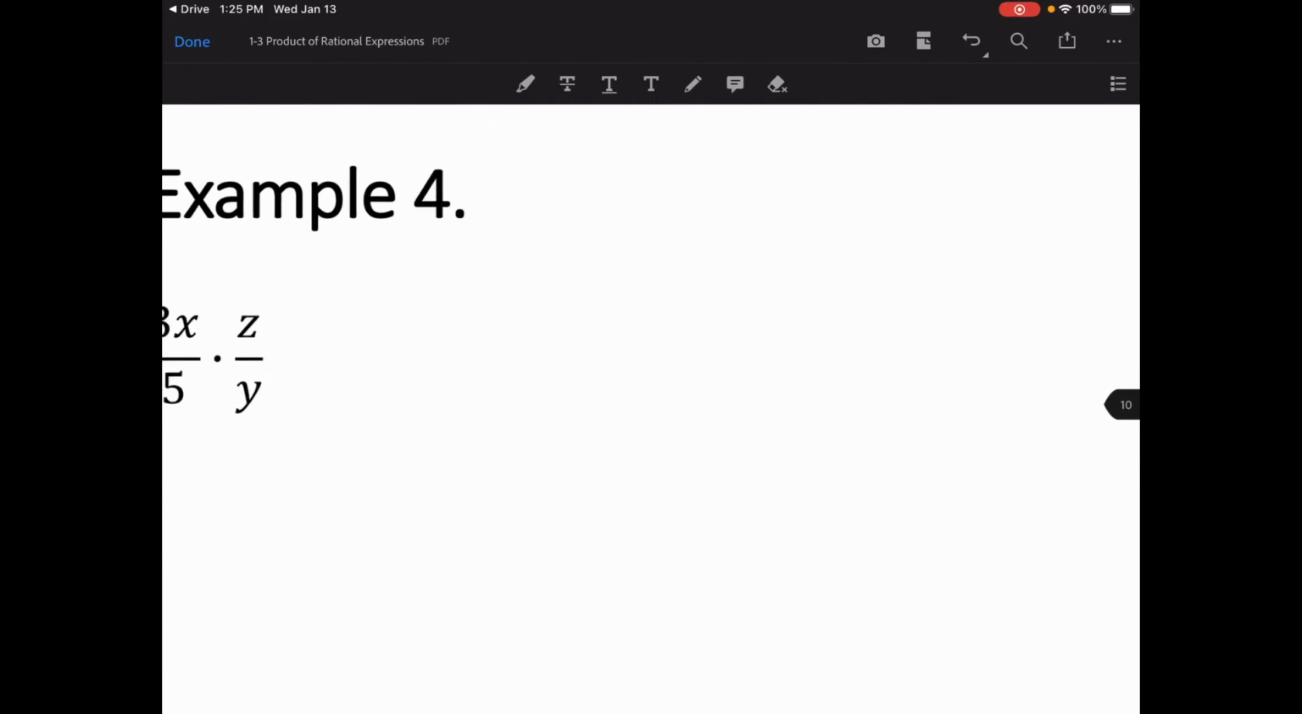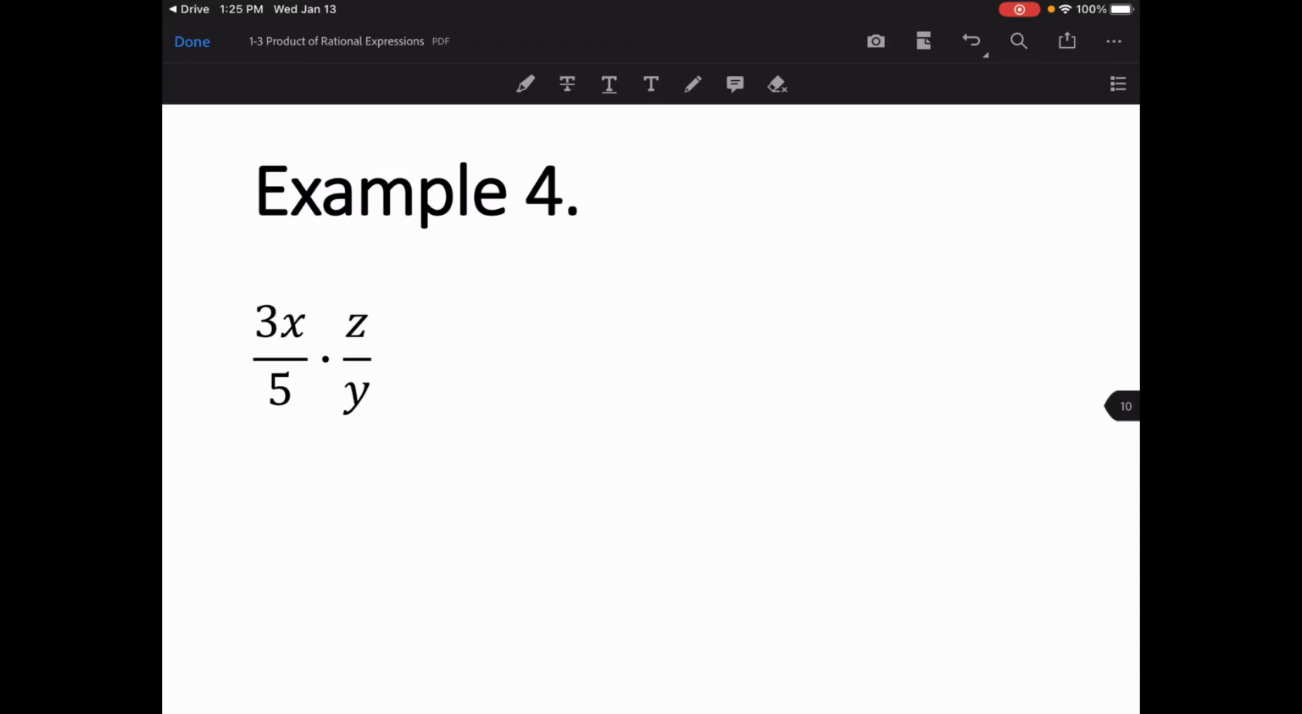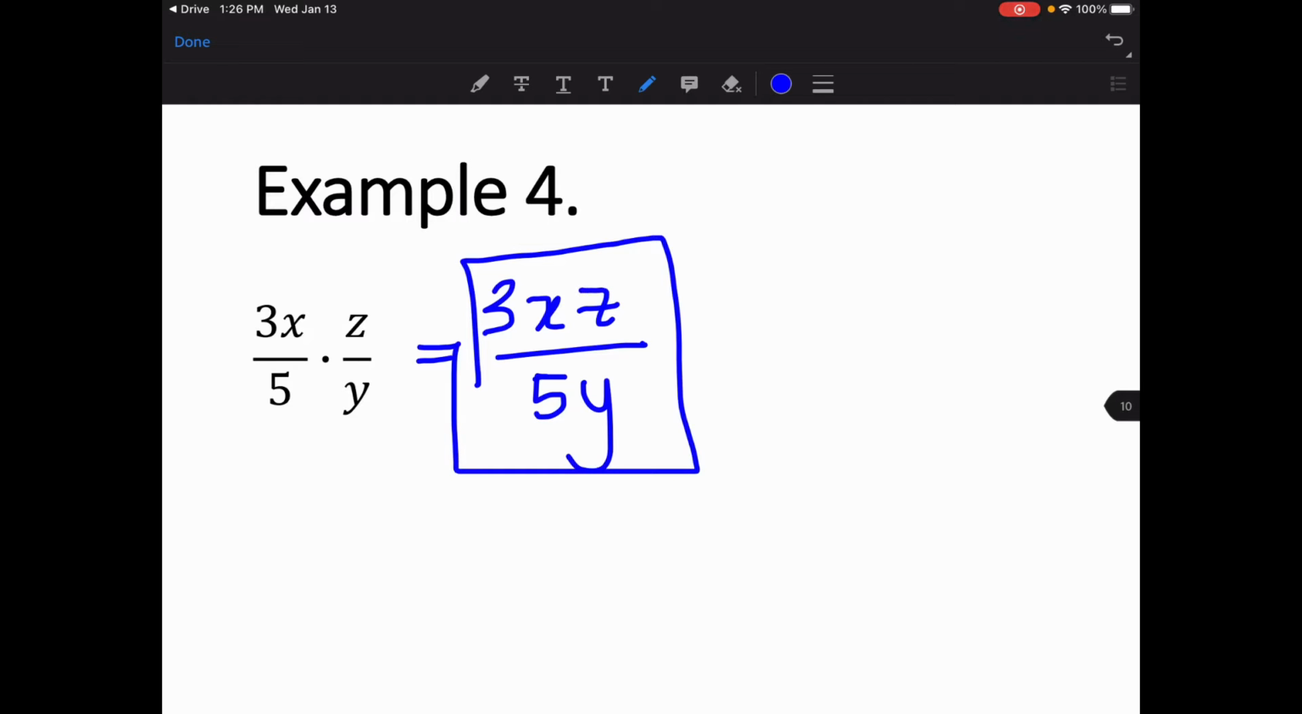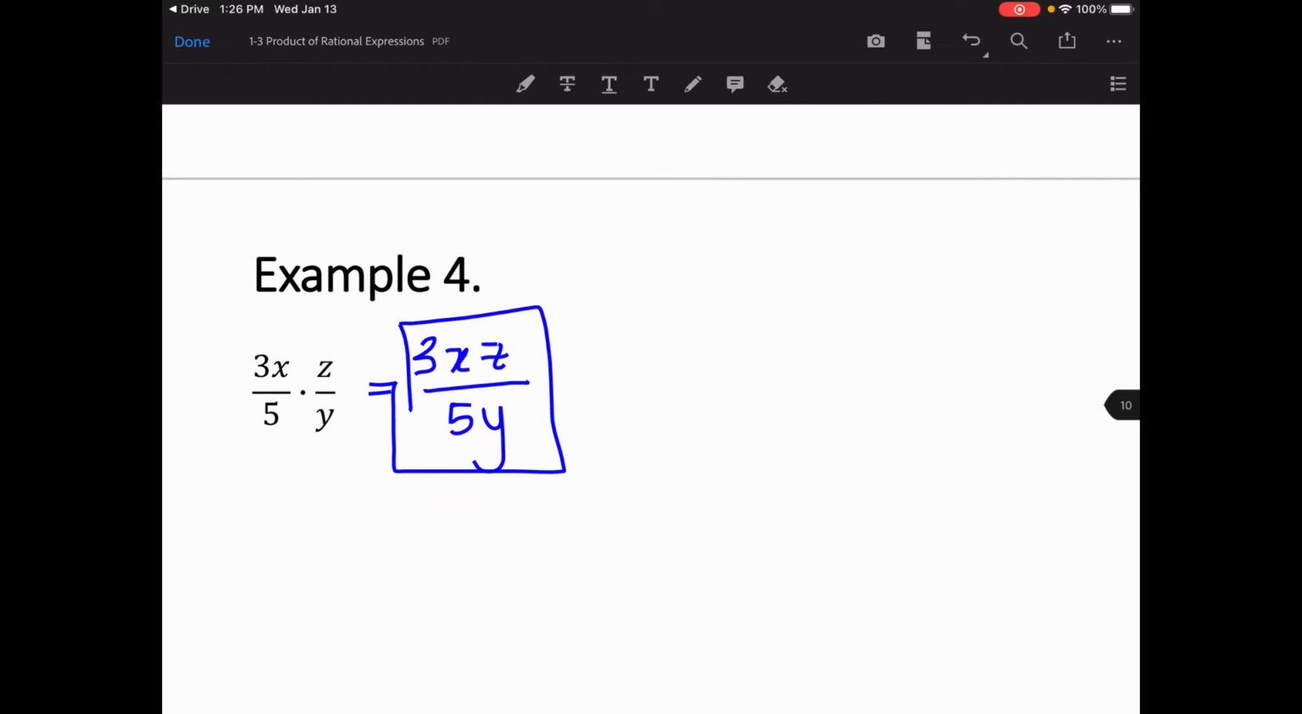Right, example 4, I have 3x over 5 times z over y. Again, we're going to multiply across. 3x times z is 3xz, all over 5 times y is 5y. So whether you have 2 variables or 3 variables does not matter. We're always going to multiply across. So for this one, 3xz over 5y, and we cannot reduce that any further, therefore that is my answer.